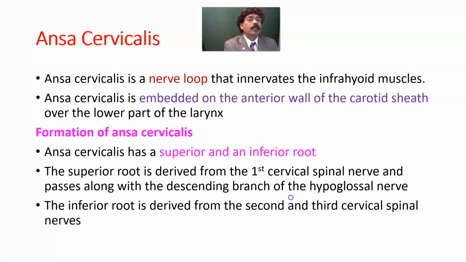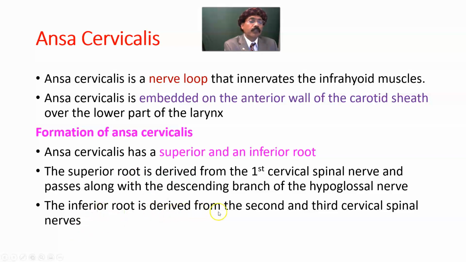They come together by a fibrous band-like structure, so we get together the descending branch of the hypoglossal nerve and the first cervical spinal nerve. Then the first cervical spinal nerve splits from the hypoglossal nerve. The superior root of the Ansa cervicalis is also called descendens hypoglossi.